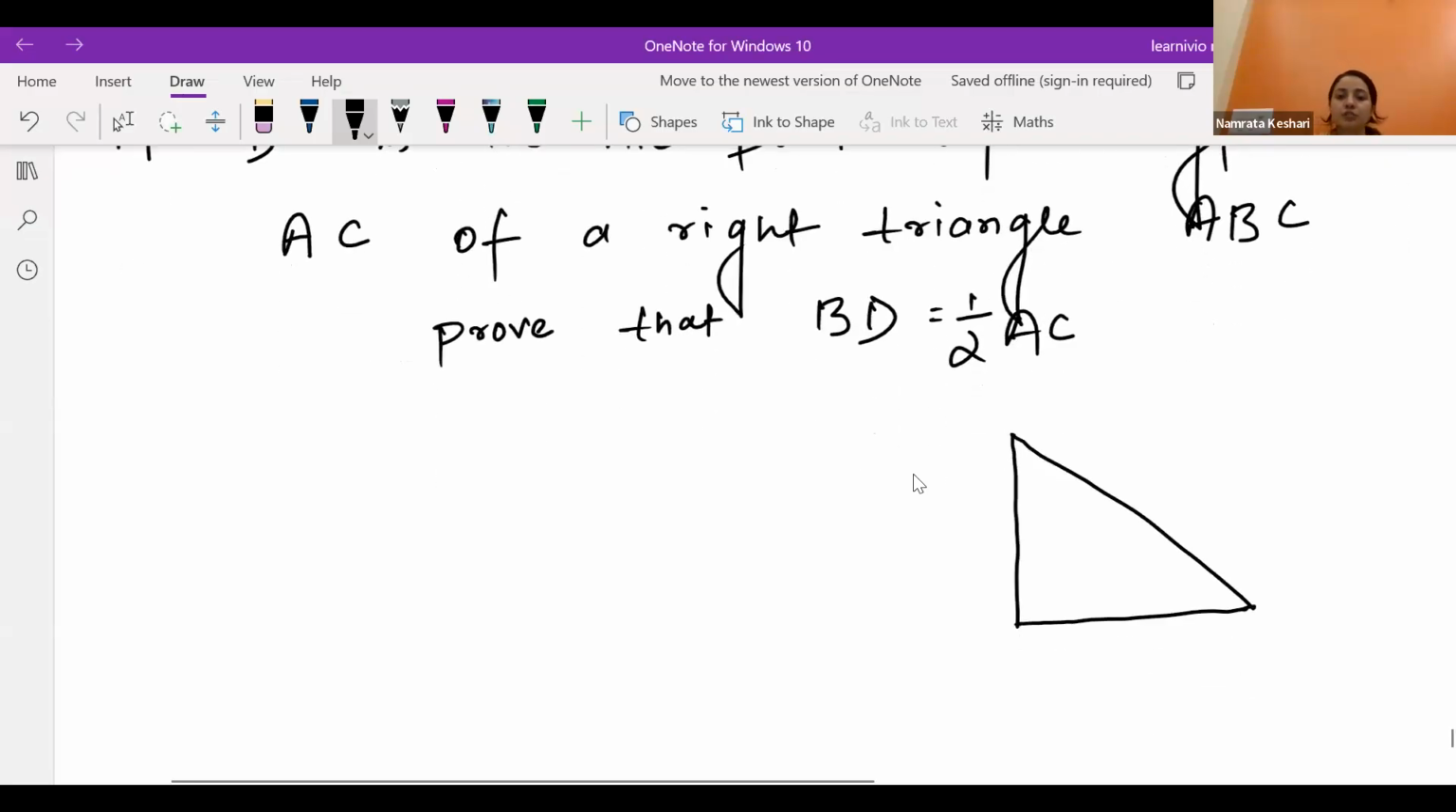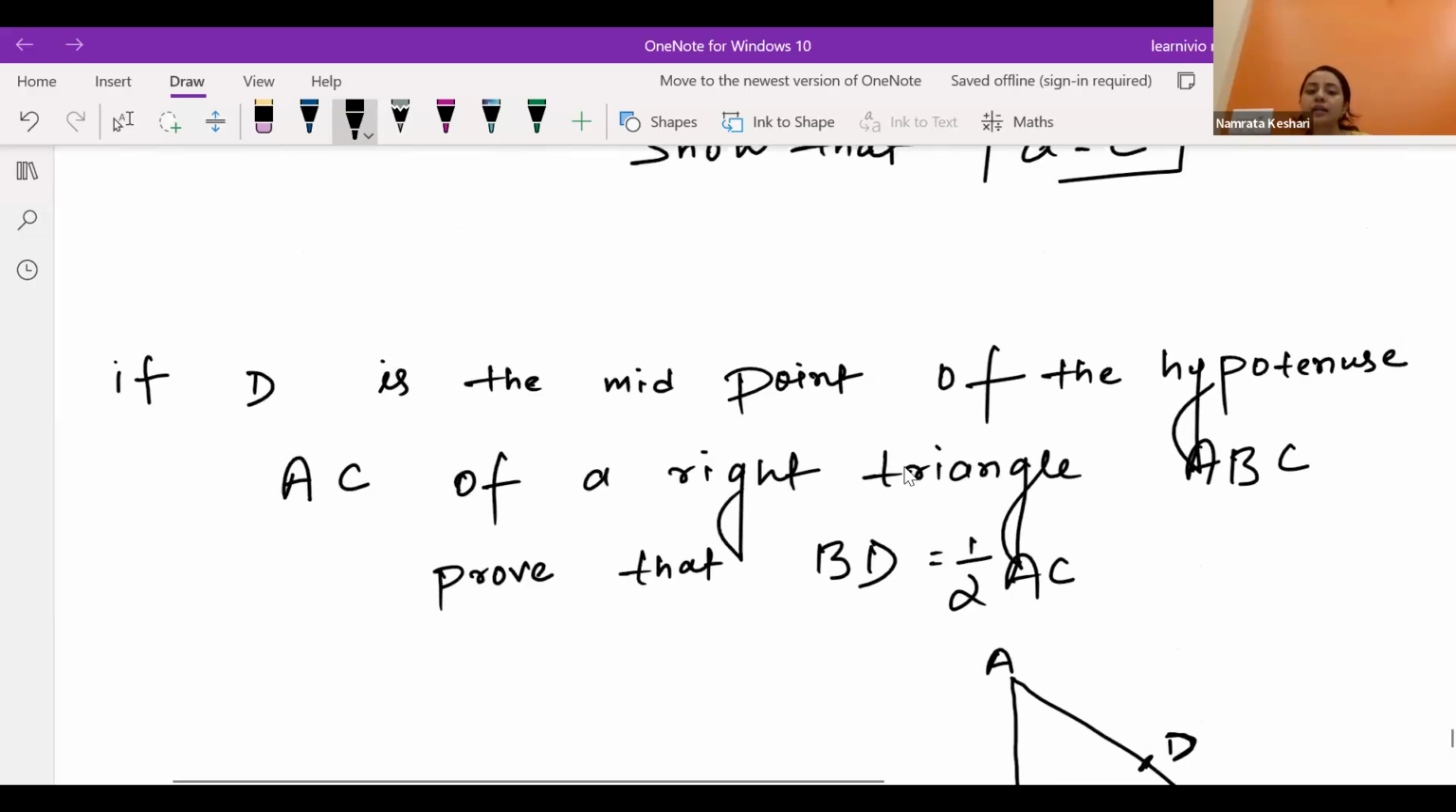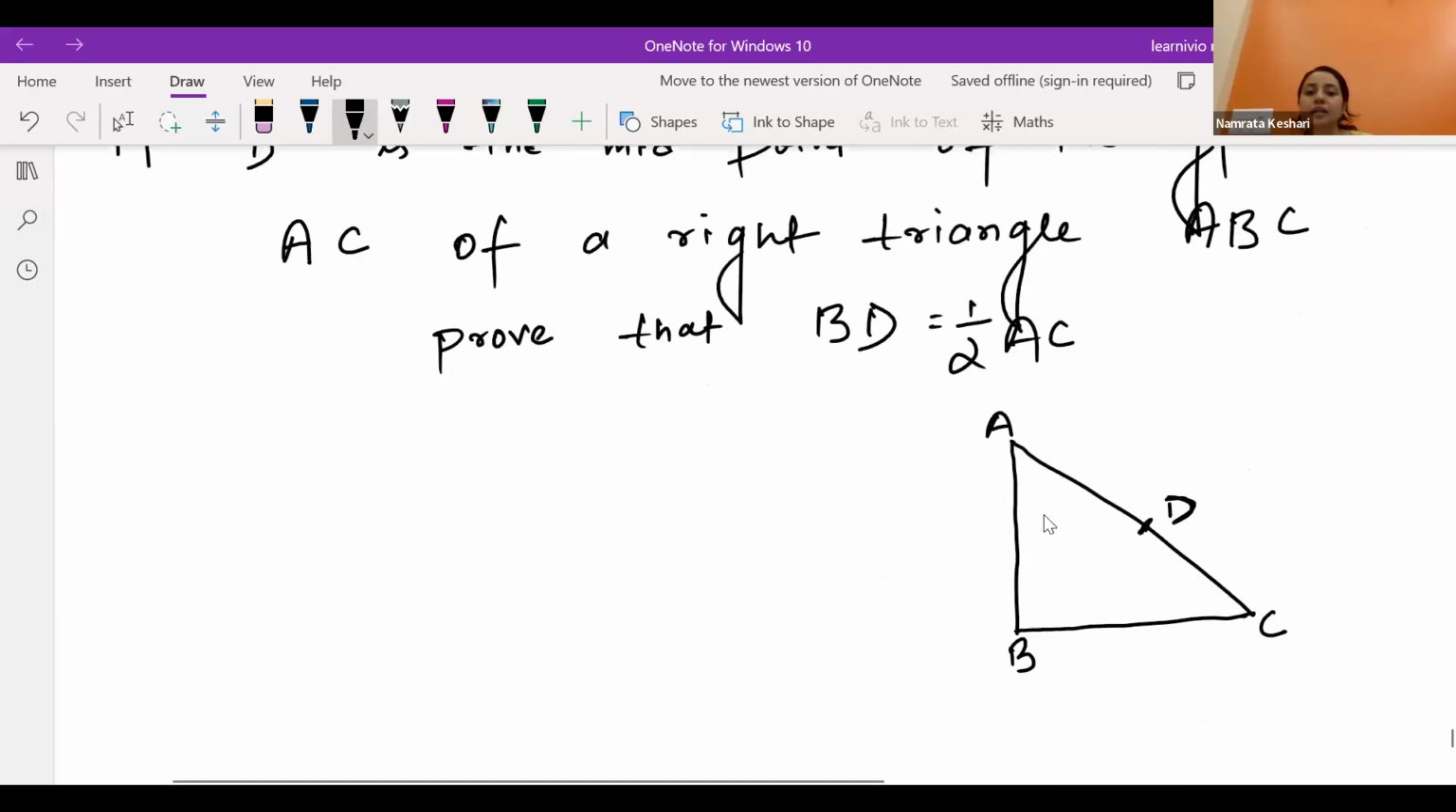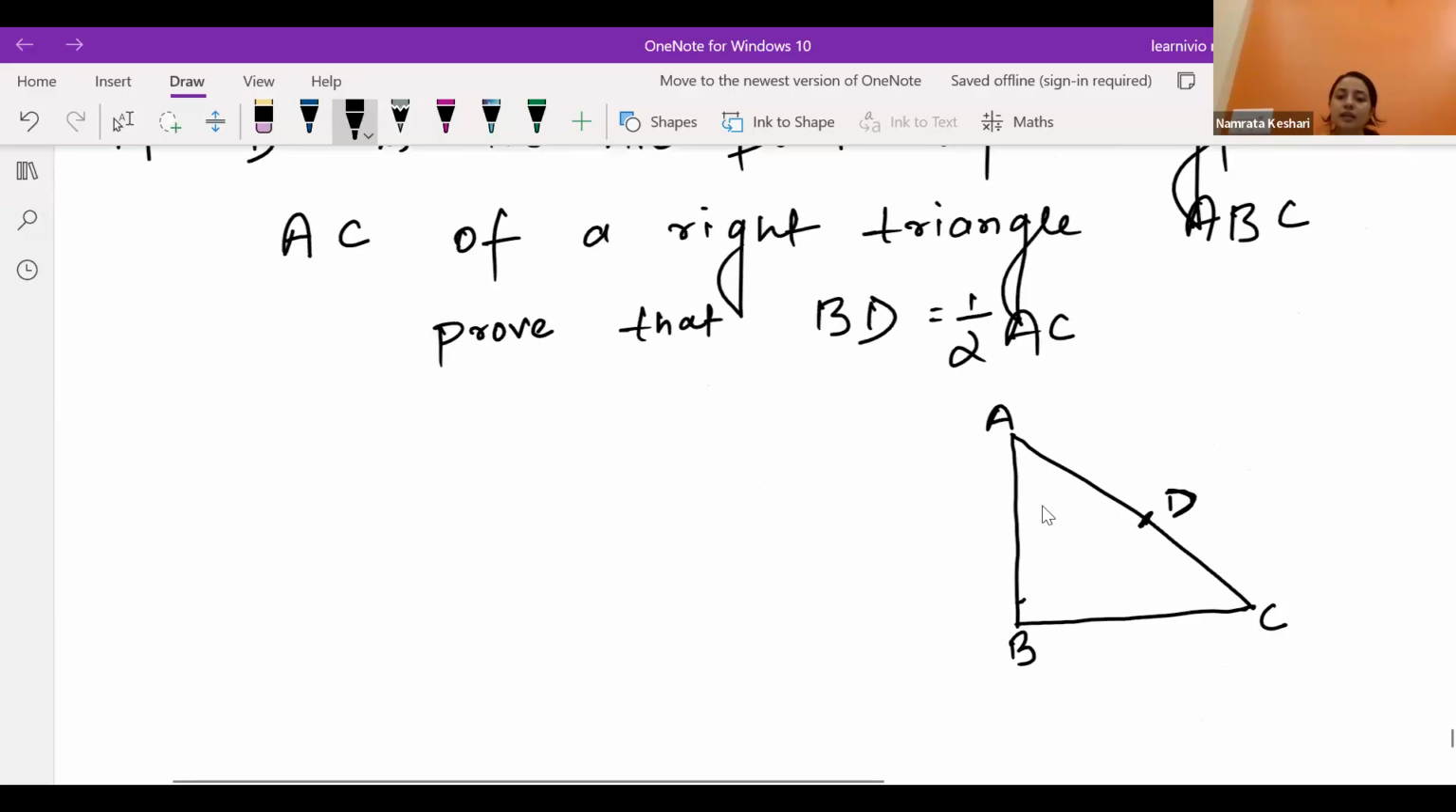D is the midpoint of the hypotenuse AC. Here somewhere D is there. This is the hypotenuse AC of right angle triangle ABC. We are having right triangle ABC, and D is the midpoint of the hypotenuse. Now we are supposed to prove that BD is equals to half of AC.